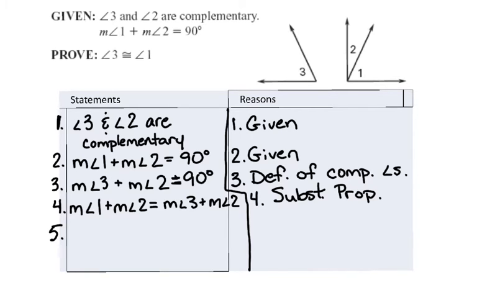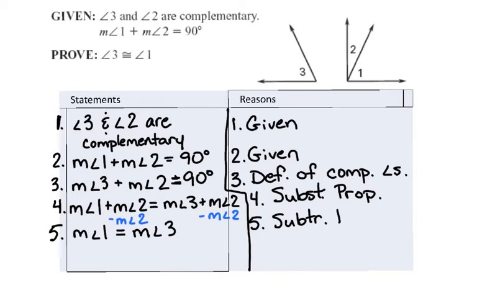Let's go on to statement 5. We can say that the measurement of angle 1 is equal to the measurement of angle 3. And that is because we subtracted the measurement of angle 2 from both sides, and that canceled each other out. So the subtraction property is what is being used on 5.